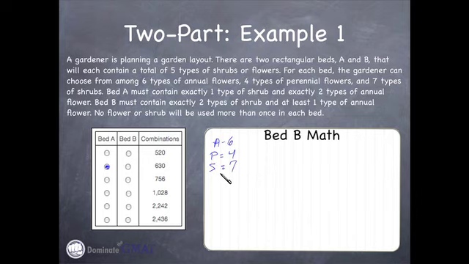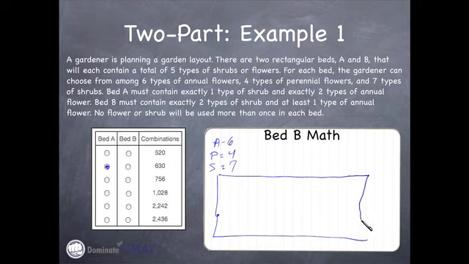And then we do the same thing because we're going to have 5 total flowers or shrubs in bed B as well. And so I need to create my situation here. And then the exact same logic applies. What does it tell us about bed B, however? It said bed B must have exactly 2 types of shrubs. So we'll start with the shrubs.